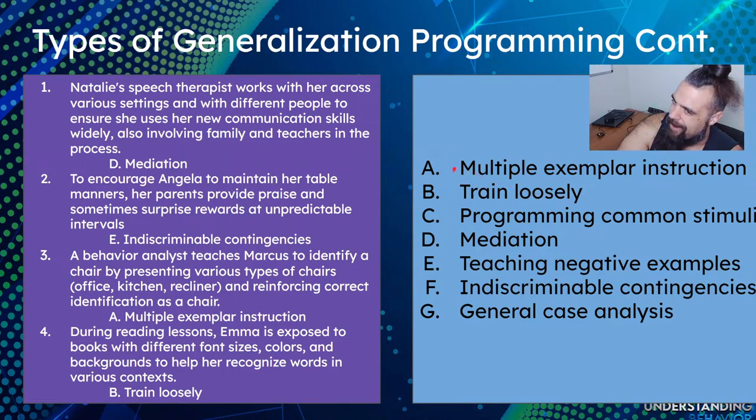These three again are really tricky to separate. So main things to hold on to for each of them: multiple exemplar is changing the relevant stimuli, training loosely is changing the irrelevant stimuli, and programming common stimuli is keeping things the same throughout our different settings.